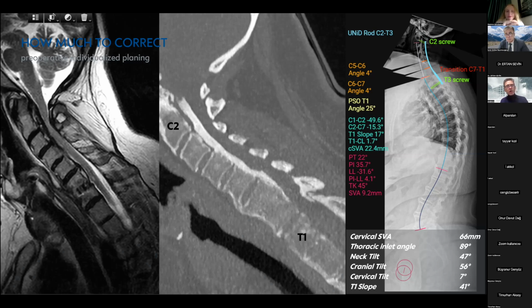Here's another example of a complex OPLL, spinal canal stenosis, and this is a case that we have just planned. We have not yet done it. It's a case for Friday, and here we are planning to perform a T1 PSO and the decompression, and it will be a long construct from C2 down. We have a good understanding from the planning with the PSO at T1. We are aiming at 25 degrees correction, and this will, in a way, normalize the deformity, and at the same time take care of the compression with a laminectomy and posterior fusion.